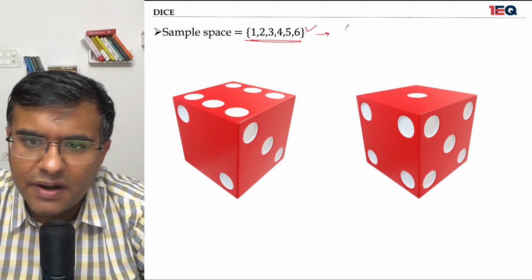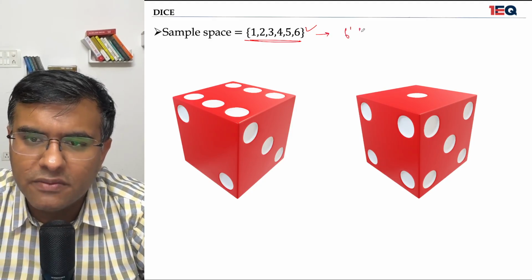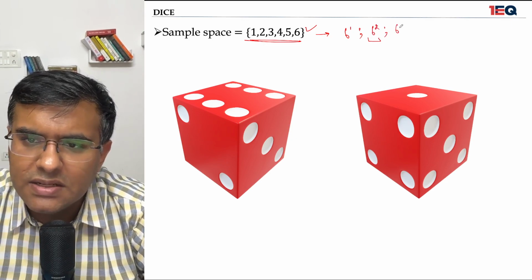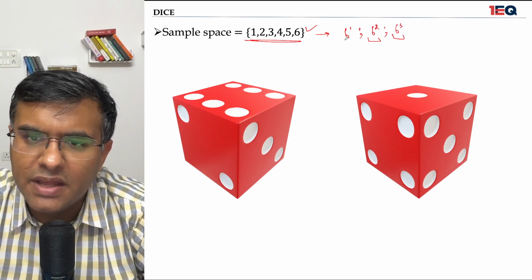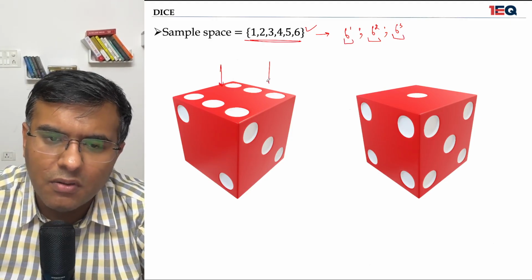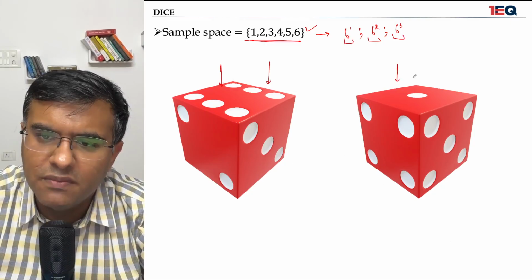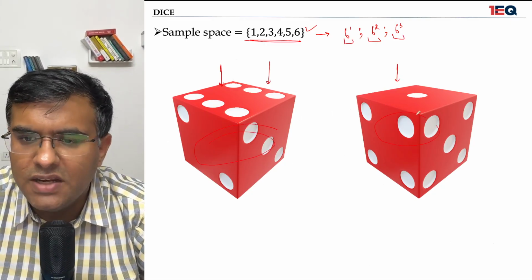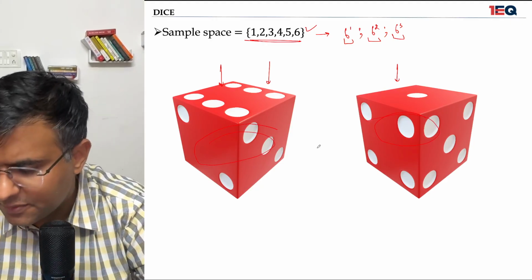Similarly, if one die is rolled, then 6 raised to the power 1 would be the number of probable outcomes. 6 squared if the die is rolled twice, and 6 raised to the power 3 if the die is rolled 3 times. Whatever comes at the top is the number which we are looking for. These are the other faces on the left-hand side or on the right-hand side.